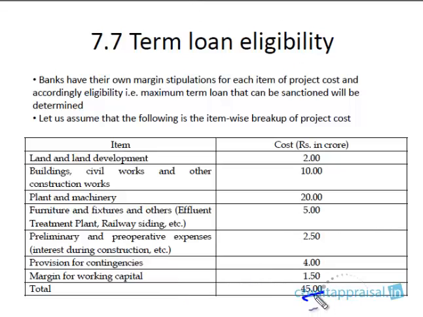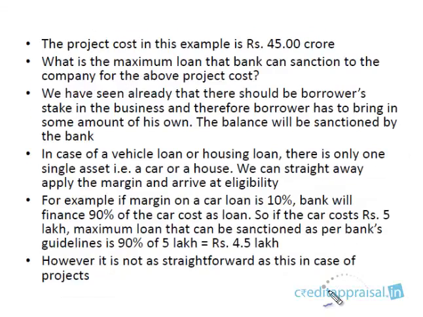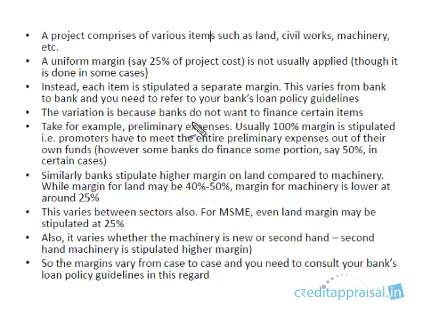Okay, so let us take this example where this is the project cost. This project cost is 45 crores and the individual breakup is given as follows. So land is 2 crores, land development, civil works, plant and machinery 20 and so on. So 45 crores is the total project cost. In this case, what is the maximum loan that the bank can sanction? What is the term loan eligibility in this case? As we discussed, we have to calculate item-wise margin, a separate margin for each item.